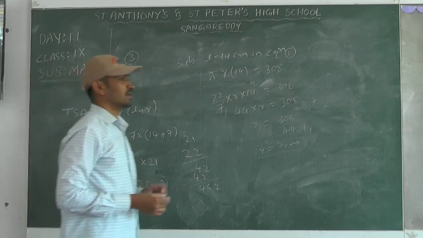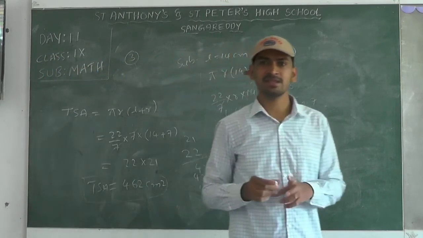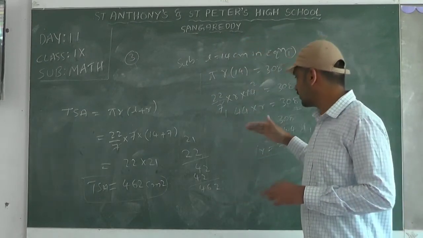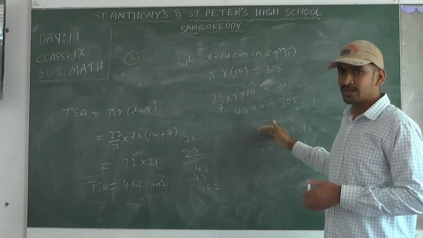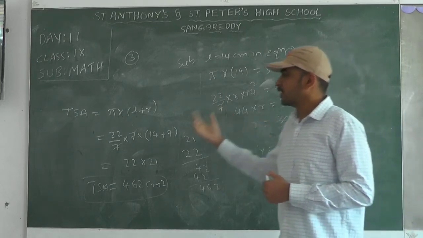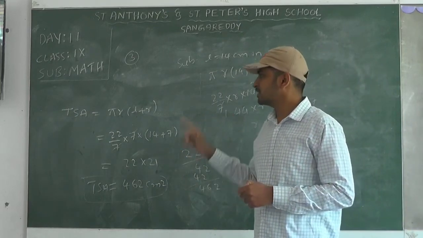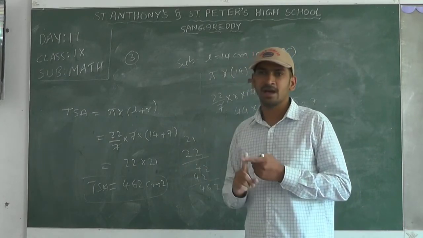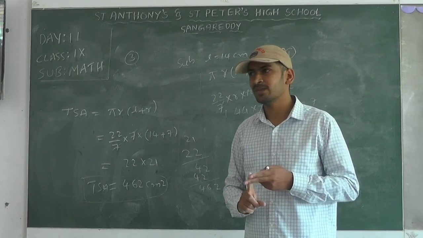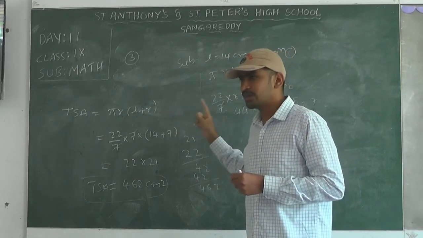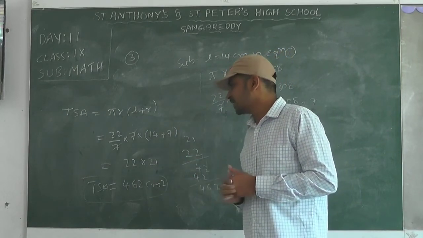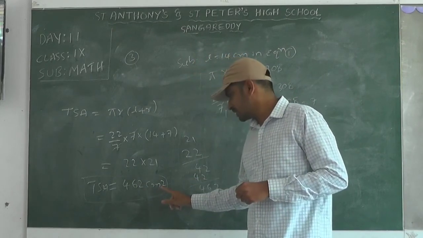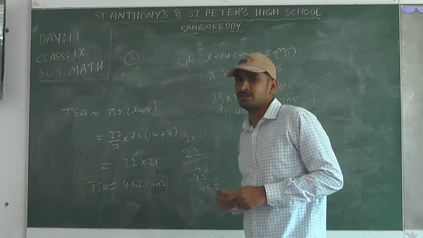So for this problem, what is given? Curved surface area is given, slant height is given. From that, first we are able to find the radius of the base. Once we know the radius of the base, we are able to find the TSA, because TSA equals pi r (l plus r). In that, the unknowns are r and l. Once we know the l and r variables, l is 14, r is 7. If we simplify, we will get the TSA, that is 462 centimeter square.